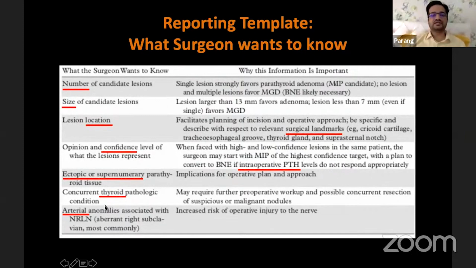And then we also mention arterial anomalies if present, because like I said, there may be an aberrant subclavian artery, which may lead to an anomalous recurrent laryngeal nerve, what is called a non-recurrent nerve, and that might lead to a surgical complication.